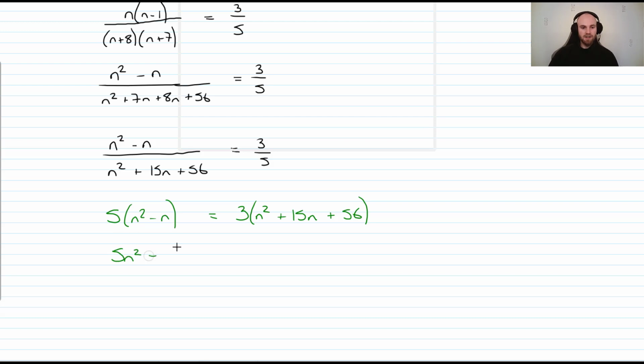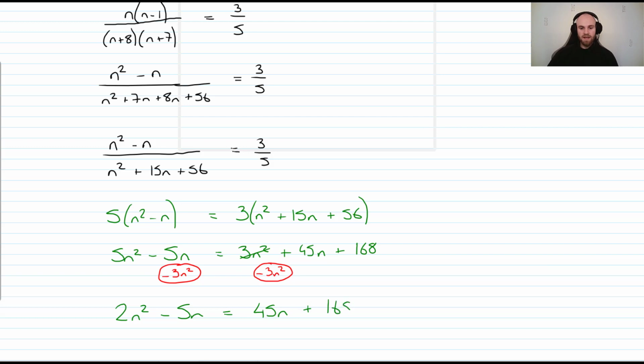5 multiplied by n squared is going to be 5n squared. 5 multiplied by minus n is going to be minus 5n. 3 multiplied by n squared is going to be 3n squared. 3 multiplied by 15n is going to be plus 45n. And 3 multiplied by 56 is going to be 168. I'm going to subtract 3n squared from both sides. It's going to have 2n squared minus 5n on this side. That's going to get rid of that 3n squared on this side to give us 45n plus 168.